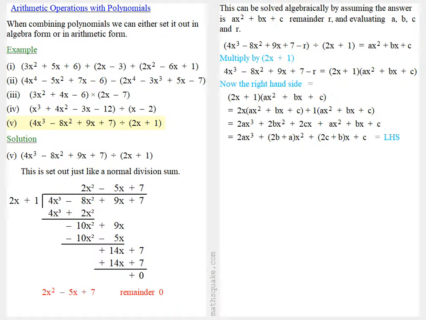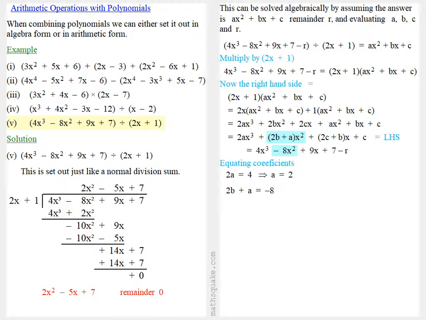And that will give us, in the end, 2ax cubed plus (2b plus a)x squared plus (2c plus b)x plus c, which is equal to the left-hand side, 4x cubed minus 8x squared plus 9x plus 7 minus r. And what we can do is equate the coefficients. So if we look at x cubed, we have 2a is equal to 4, in other words a is equal to 2.